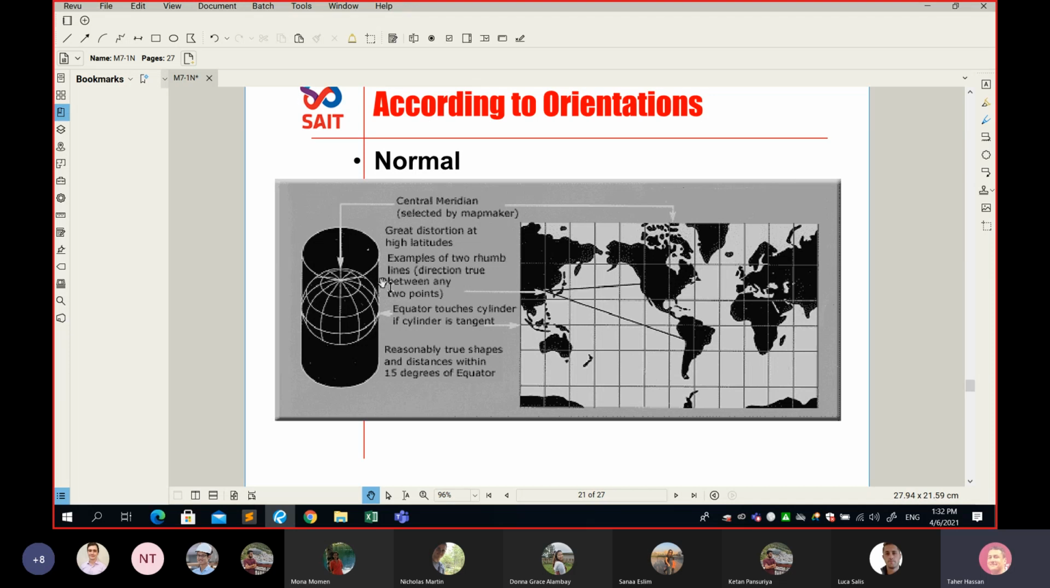For example, this is a projection system using a cylinder where the axis of the cylinder is the same as the axis of rotation of the earth. One more time, in this picture, it's a cylindrical projection, so it's a cylinder, while the axis of the cylinder is the same as the axis of rotation of the Earth. Do you agree?